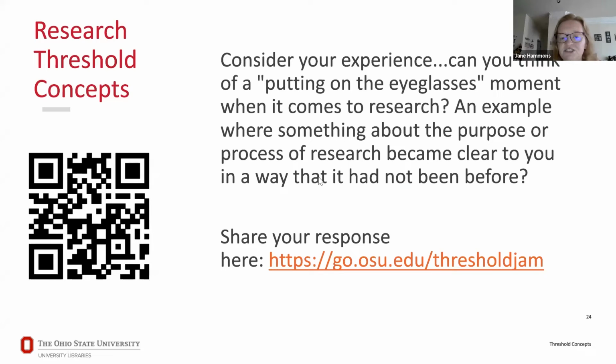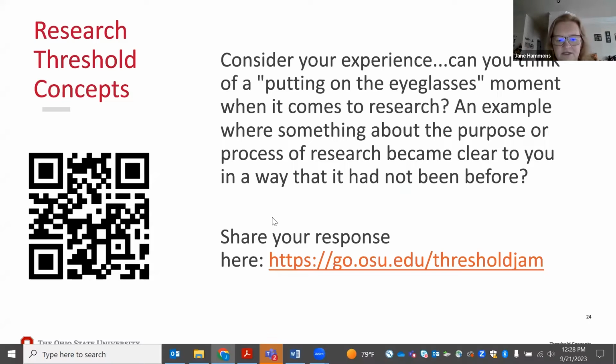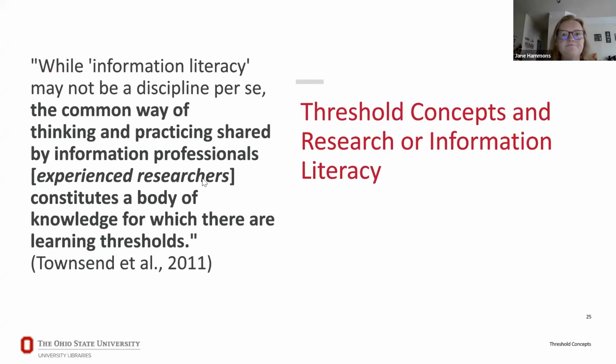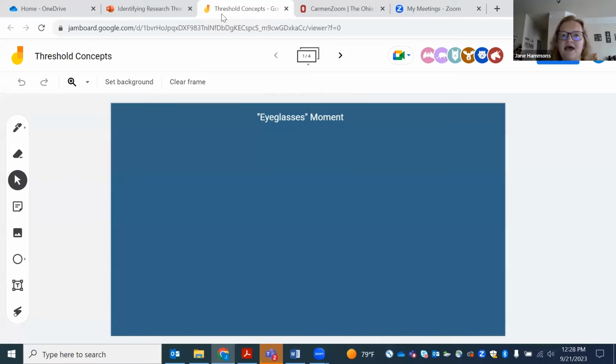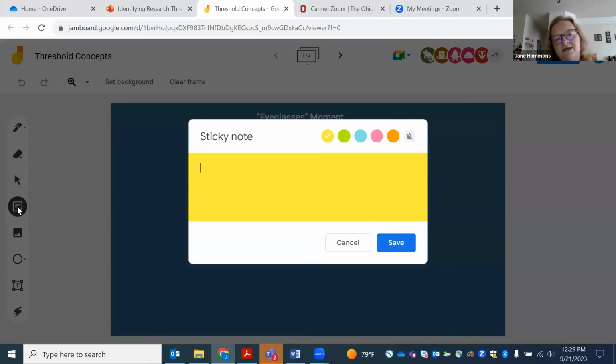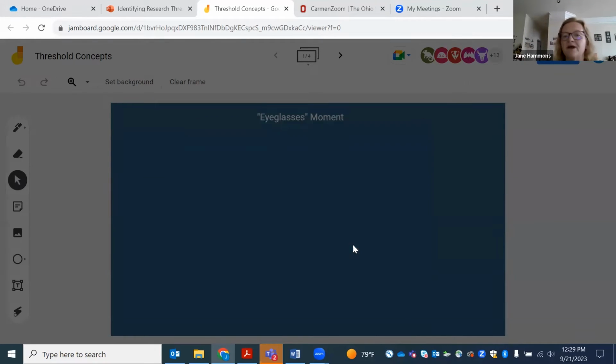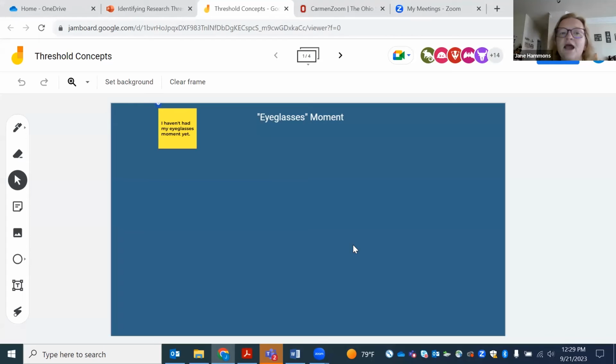So we're going to do this as a Jamboard. I'll put the link in the chat one more time so that folks have access to it, and I'll go ahead and go out to the Jamboard. Hopefully folks are able to access that. I know that a lot of folks have used the Jamboard by now. If you haven't used the Jamboard before, the easiest way to add a comment is to go over here on the left-hand side and click sticky note. You can type your comment in, change the color of your sticky note, and go ahead and post those. But I would love to hear, if folks are comfortable sharing, what your eyeglasses moment might be.